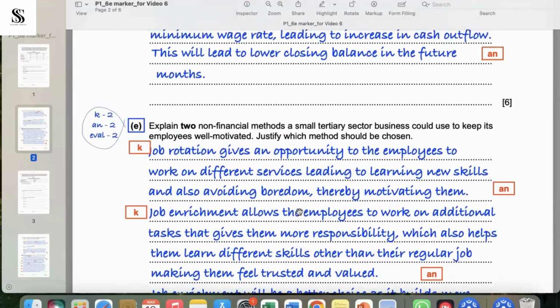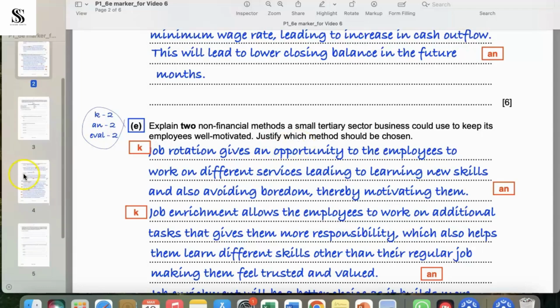Now, briefly taking you through the different types of structures that I have figured out. In this question, you need to identify 2 non-financial methods to keep the employees well motivated. It's an open question and it is up to you to identify any 2 non-financial methods, and then you select one and justify that.